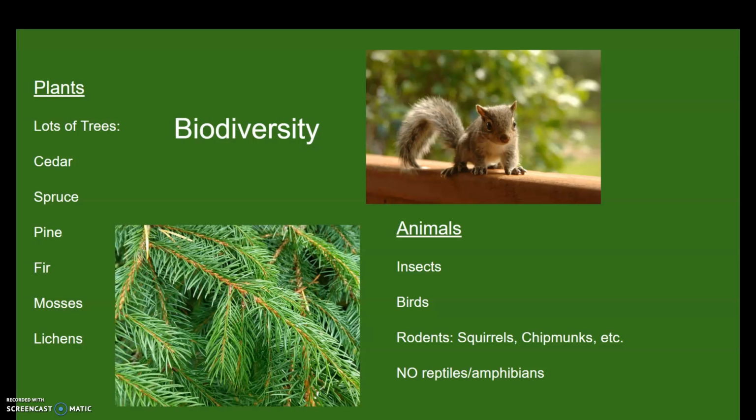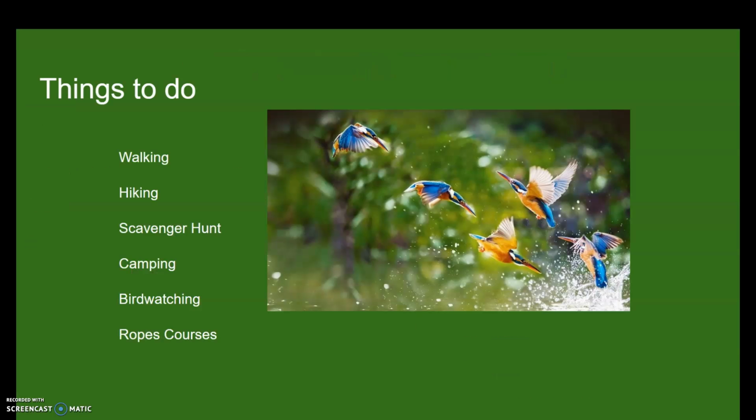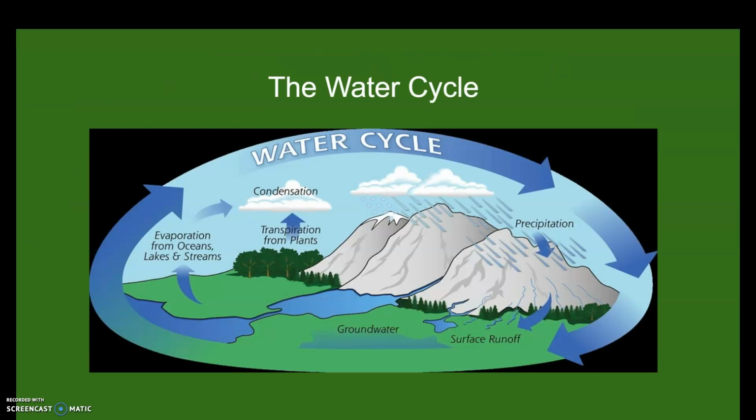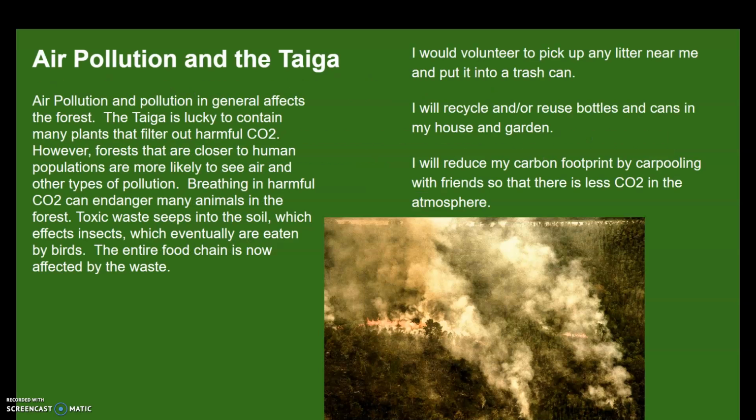Okay, you're not really reading off a script. You're just going to tell me what to wear. You can mention the pictures, the things to do. You could definitely walk me through the water cycle. That would be great because it's a chart and it might need some explanation. You can tell me where that water goes, or whichever cycle you're using. The air pollution, and don't forget the 3 things that you are going to do to help with pollution.